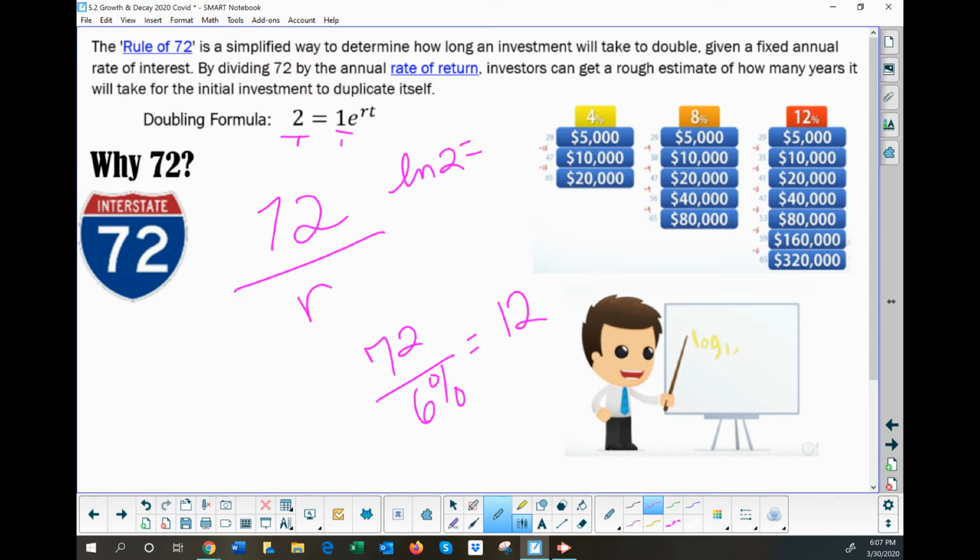A lot of people use the rule of 70. But then many people use the rule of 72 because 72 has so many multipliers. So 4 goes into it, 6 goes into it, 8 goes into 72, 12 goes into 72, and it's an easy number to work with. So if you ever need to know how long it's going to take to double, just take your 72 and divide it by your rate.